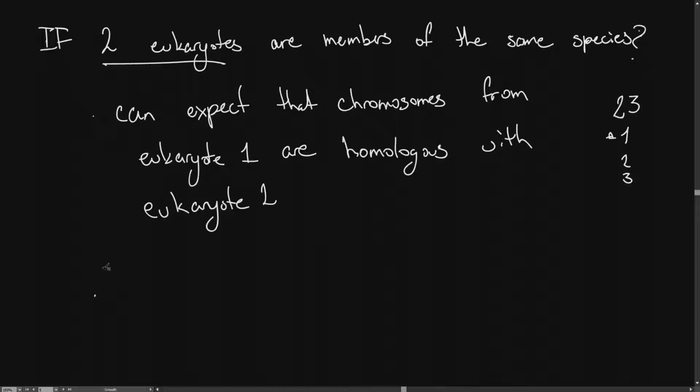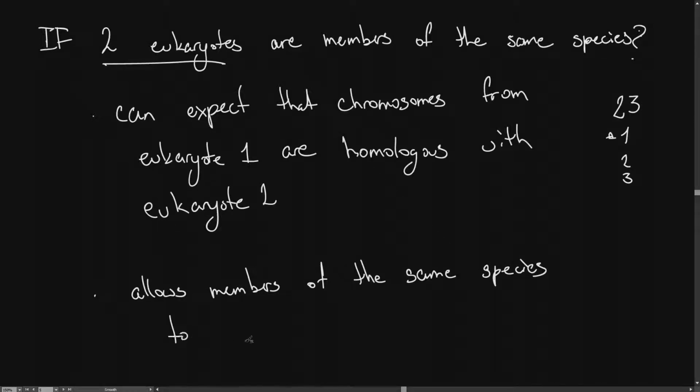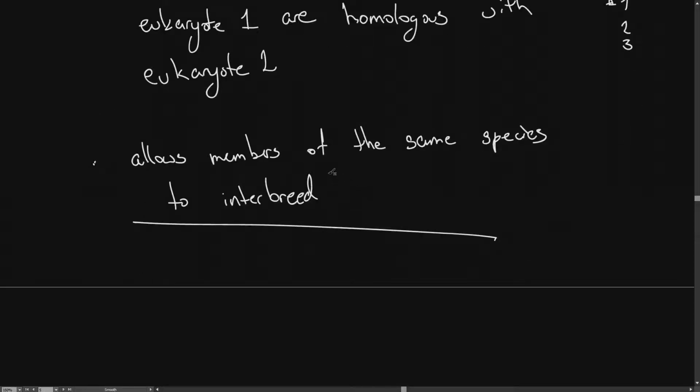And pairing up during meiosis allows members of the same species to interbreed, meaning have children with each other. And this point right here is very important. What we'll see is that members of the same species can interbreed.